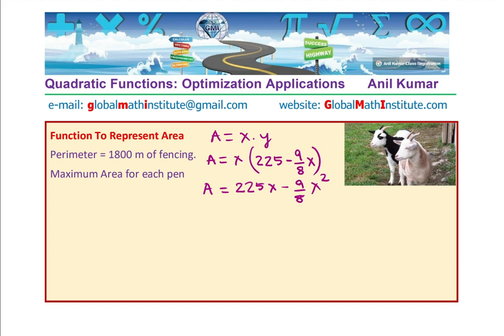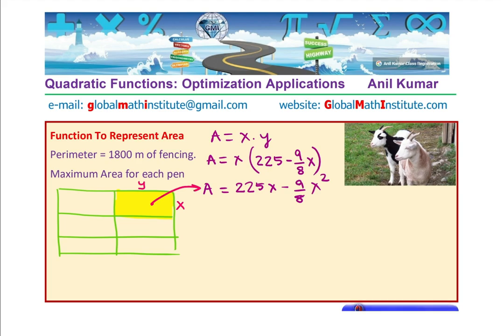So 225x minus 9 over 8x squared is actually the area of each pen, right? We drew this, I'm just redoing it for convenience. So we had this, and the area is of this one each, each pen whose dimensions are x and y, correct? So that is what we are maximizing. This area is what we are maximizing. Do not multiply by 6. We just want one pen.